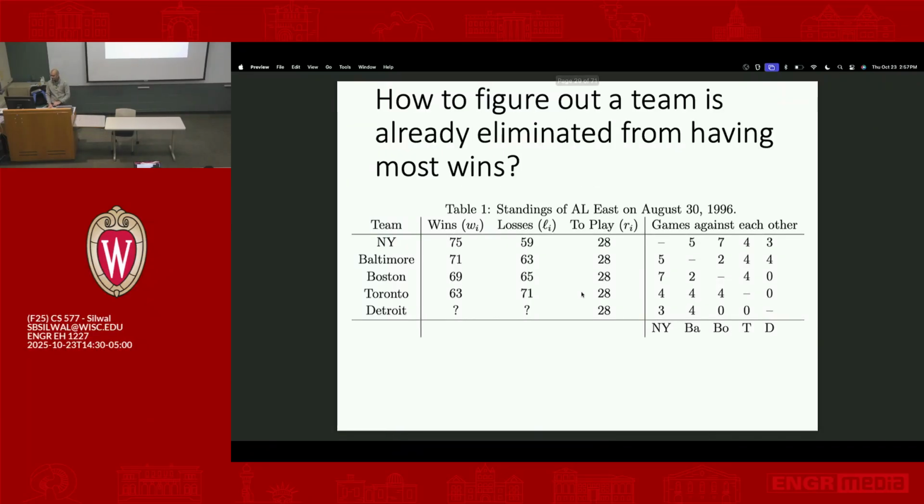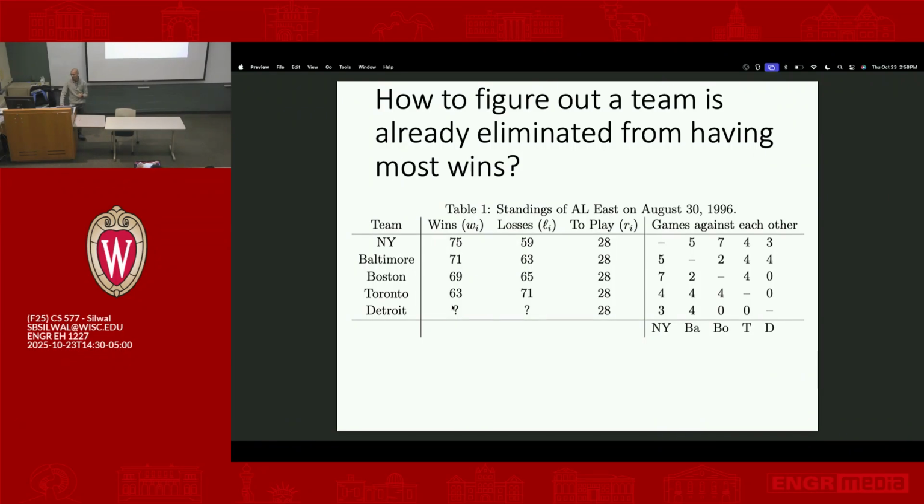Okay. So the problem is, if I give you a certain number of wins that this team has, how do I know whether it's in contention to be first, or has no chance to ever be first? For instance, if I told you Detroit has 0 wins so far, there's no way, right? It's way less than 75 because it can only win 28 more games. Okay. All right. So does the problem make sense?